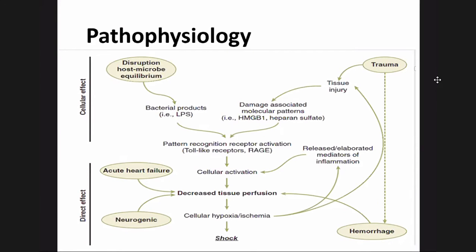For example, the cardiovascular response driven by the sympathetic nervous system is markedly blunted in neurogenic or septic shock. Additionally, decreased perfusion may occur as a consequence of cellular activation and dysfunction, such as in septic shock and, to a lesser extent, traumatic shock.